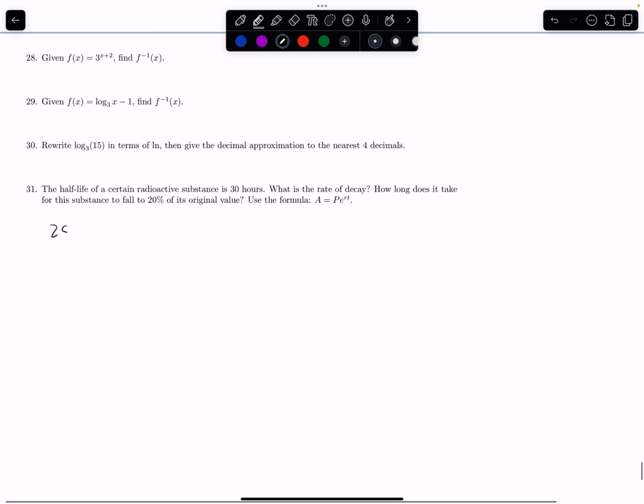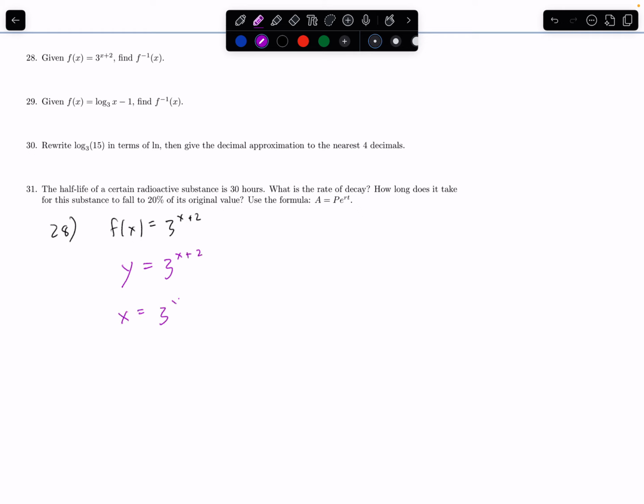Okay, so 28 starting first. I got f of x equals 3 to the x plus 2, and I want to find f inverse of x. So how do we find inverses? Same strategy as before, just like in the previous chapter. Start by rewriting with x's and y's, and then reverse the x's and y's. And then solve for that y.